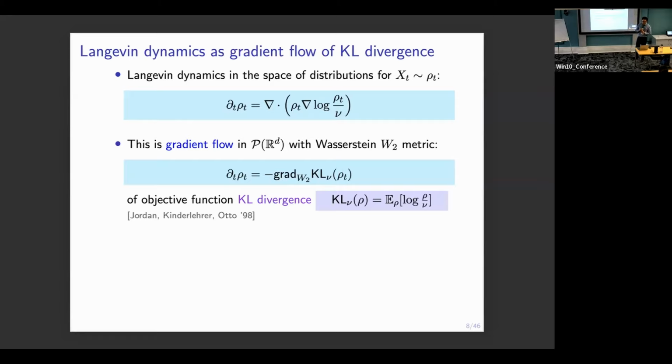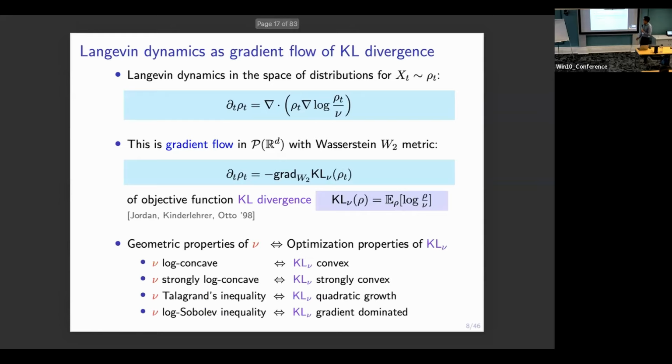And yeah, so for me, this really explains why Langevin dynamics is the natural dynamics to use for sampling, because we are just doing gradient flow to minimize KL divergence. And what's also nice is that under this framework, geometric properties of the target distribution can be translated to structural properties of the KL divergence, which allow for optimization guarantees.